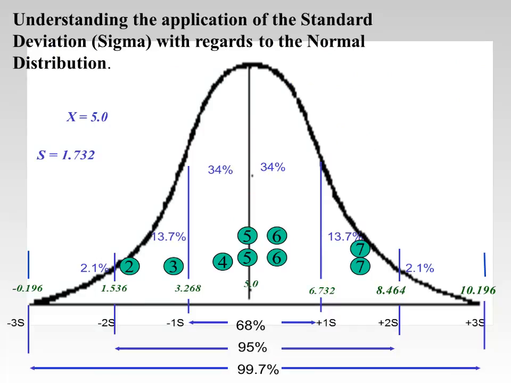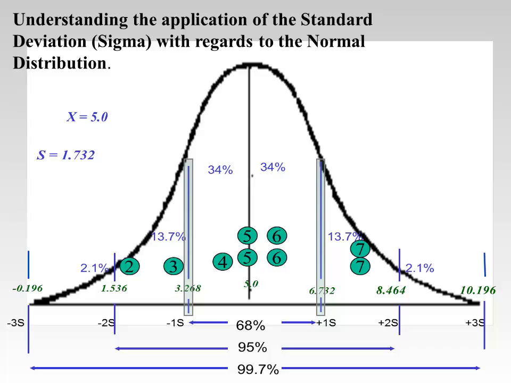This chart shows a normal curve plotted with our same data points placed inside of the curve where they belong. Again, the normal curve is centered around the average, in this case 5. In a perfect normal curve, 68% of the data will be contained within plus or minus 1 standard deviation, or 34% on the positive and negative side of the curve.